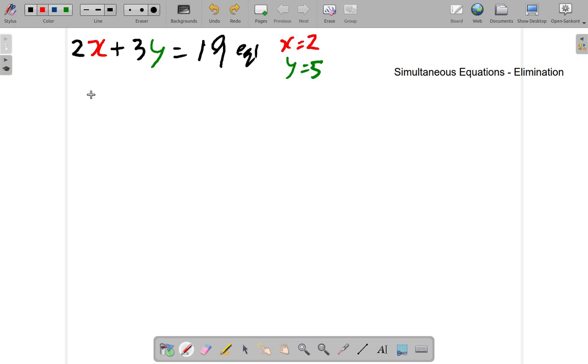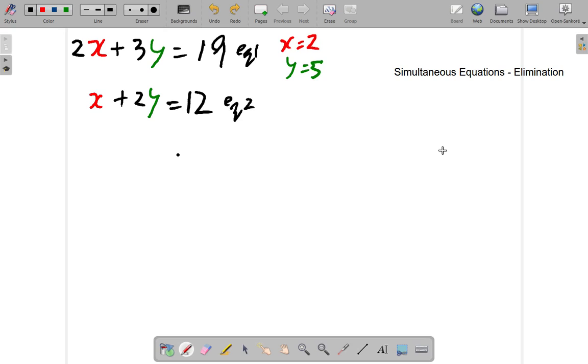Let's say we have our second equation, x plus, say, 2y. 2y equals, what would this be? X is 2, that would be 2 plus 2 times 5, 10. So the answer here would be 12. So that's our second equation. Let us call it equation 2. Alright. So we have our 2 equations here.